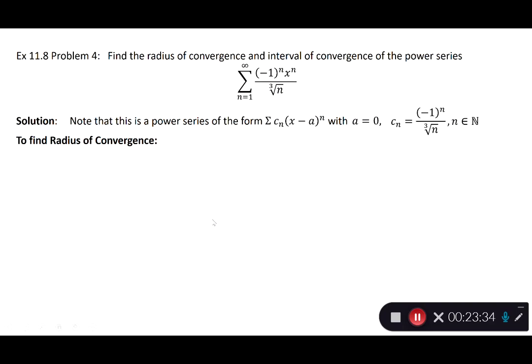Okay. Now, to find the radius of convergence, you better be good with all those 140 problems in order to be able to do this.